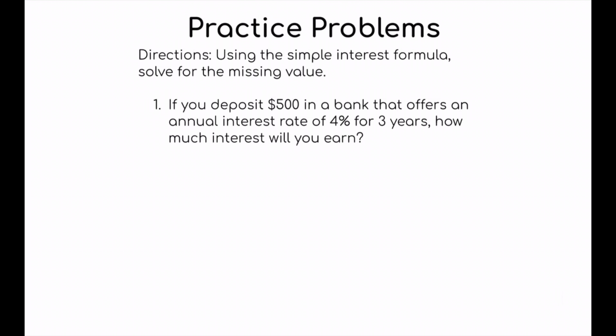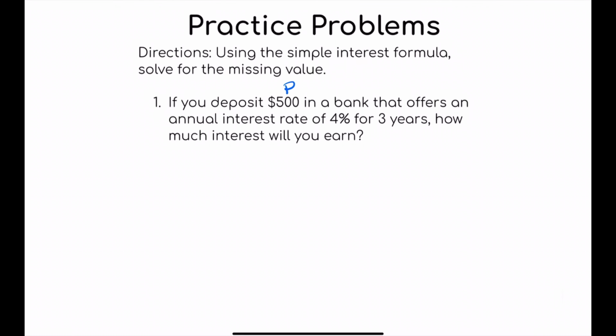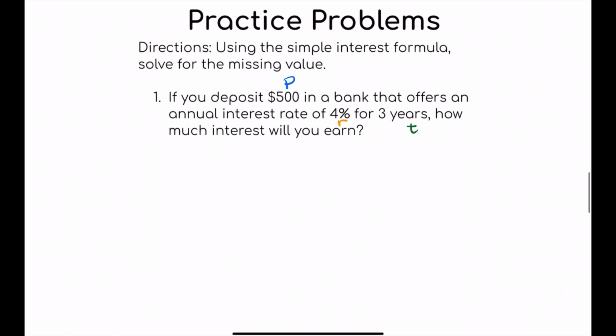For number one, we have: if you deposit $500 in a bank that offers an annual interest rate of 4% for 3 years, how much interest will you earn? Let's go back through and find every component for our equation. We're starting off with $500. That will be our principal amount. Our interest rate here is 4%, and we are given that time here is 3 years.